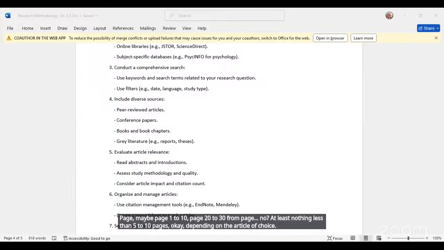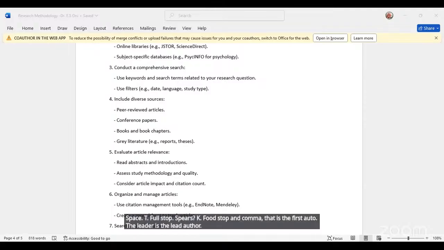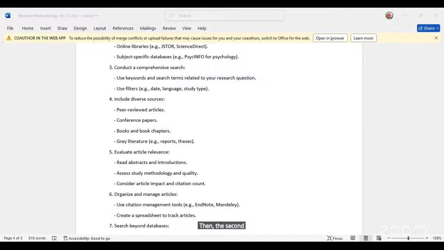So for example, let's look at this journal now. It says the authors are Logan, space, T, full stop, space, K, full stop and comma. That is the first author, the lead author. Then the second author is Walker, R, full stop, comma. I'm not seeing that though.